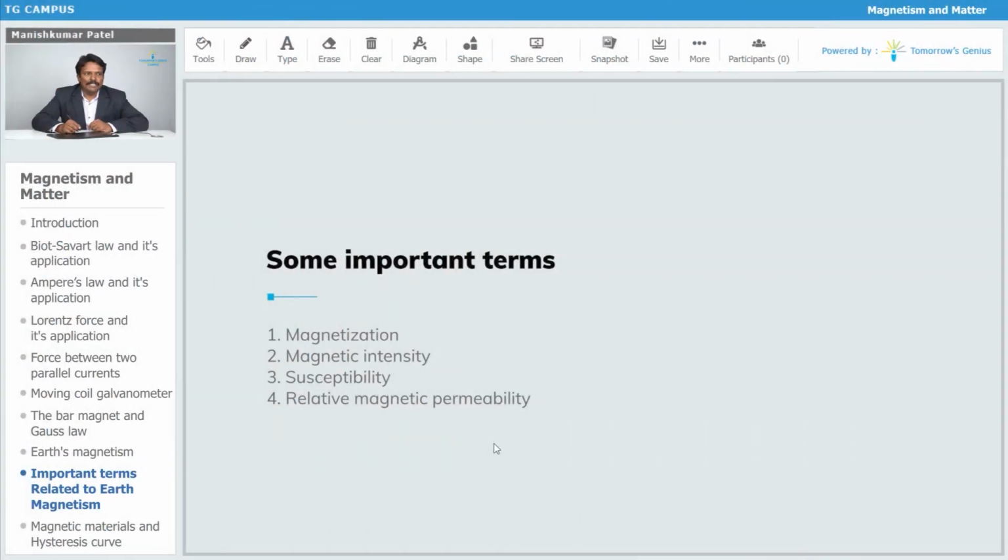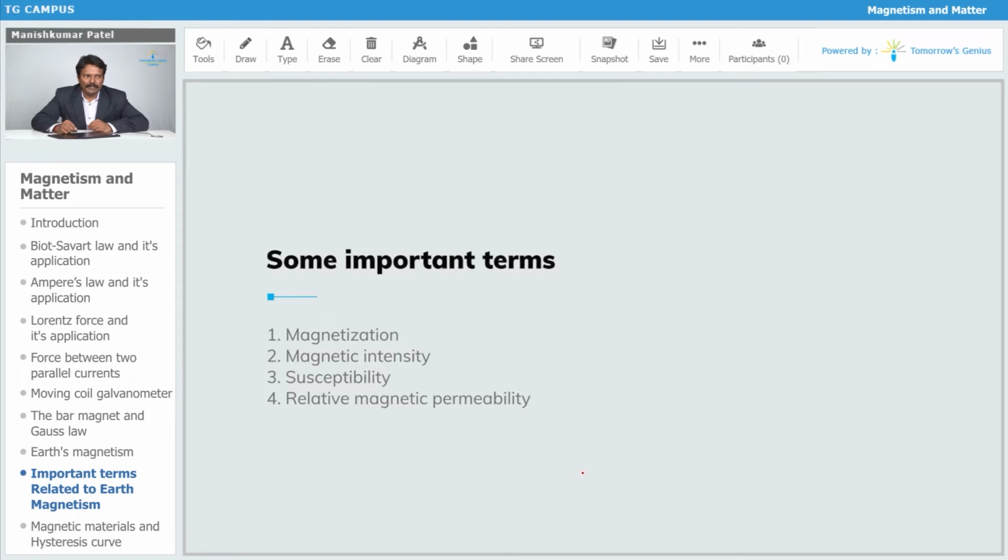Now we will see some important terms. The first one is magnetization. So what do you mean by that? Whenever we place some magnetic material in an external magnetic field, that material is going to be magnetized. That is what we call magnetization.